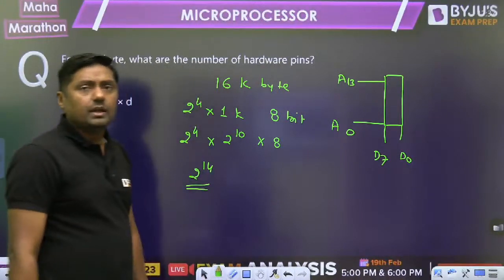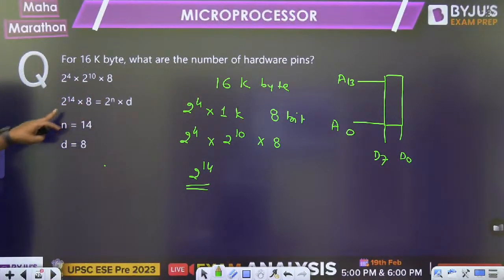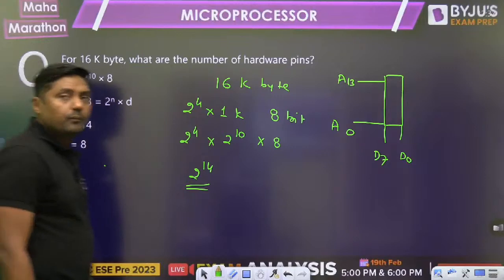In this way, we can define it. These are called data lines. The number of address lines is 14 and the number of data lines is 8. How many hardware pins?